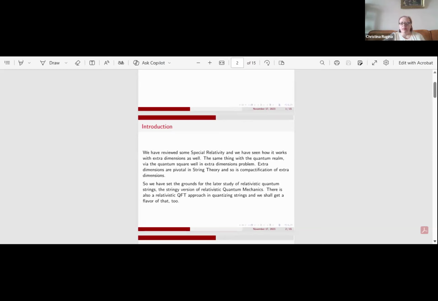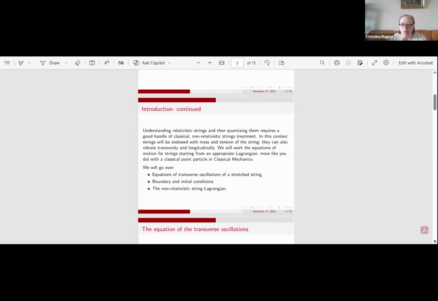Okay, so let's take a look at the classical string. As I said, understanding relativistic strings and quantizing them requires a good handle of classical non-relativistic string treatment.